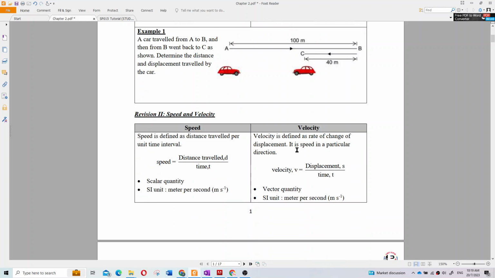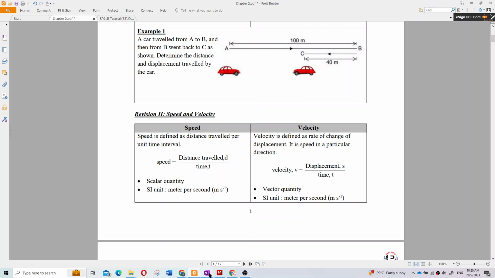Okay, so that's displacement and distance. Now, how about speed and velocity? Speed is distance traveled per unit time interval. Velocity is displacement over time, the rate of change of displacement in a particular direction. This velocity has direction because it's a vector. Speed is a scalar quantity, no direction. Displacement is a vector, so velocity is also a vector.